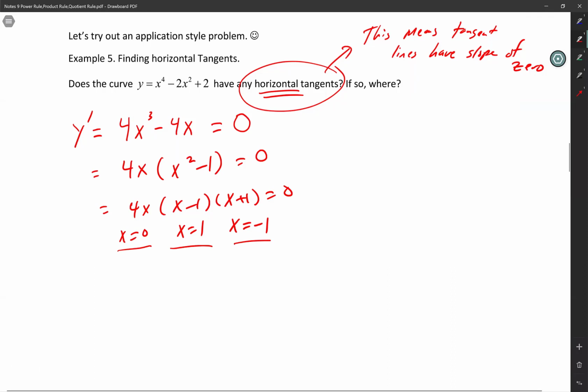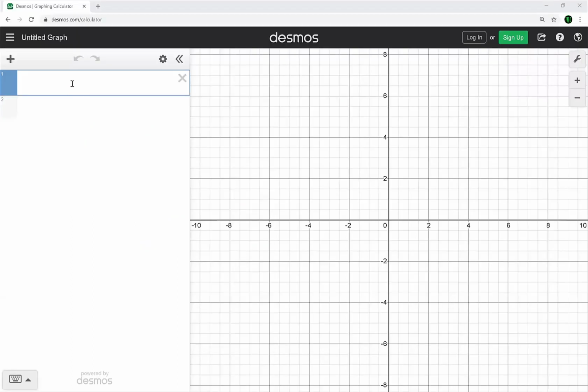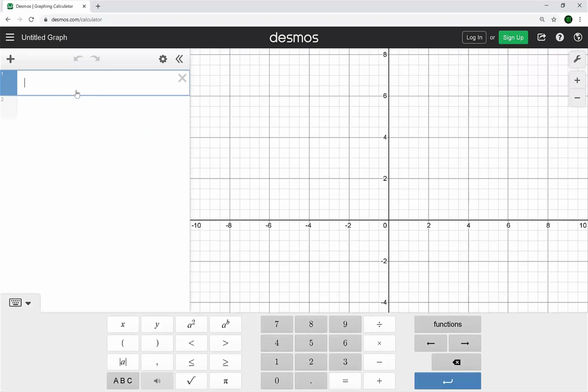Let's see if that's true. I just want to see it, guys. I just want to see it on Desmos. So let's see if that's true. What was the equation again? Y equals, let me get the right Y.